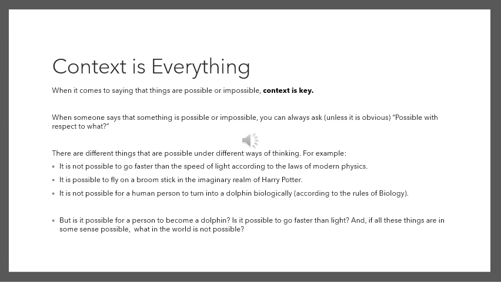When someone says that something is possible or impossible, you can always ask, unless it's truly obvious, possible with respect to what? There are different things that are possible under different ways of thinking. For example, it's not possible to go faster than the speed of light, according to the laws of modern physics. The speed of light is ultimately the universe's speed limit. It's also possible to fly on a broomstick in the imaginary realm of Harry Potter. It's maybe not in the real world, but it is in this imaginary world. It's not possible for a human person to turn into a dolphin biologically, right? According to the rules of biology.